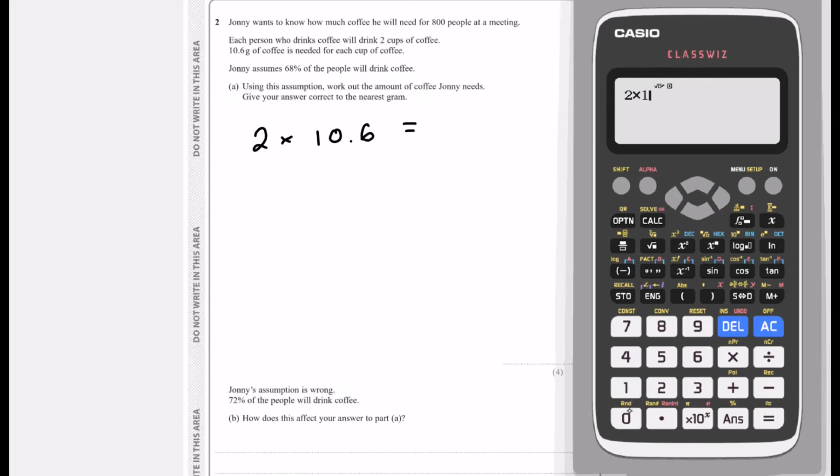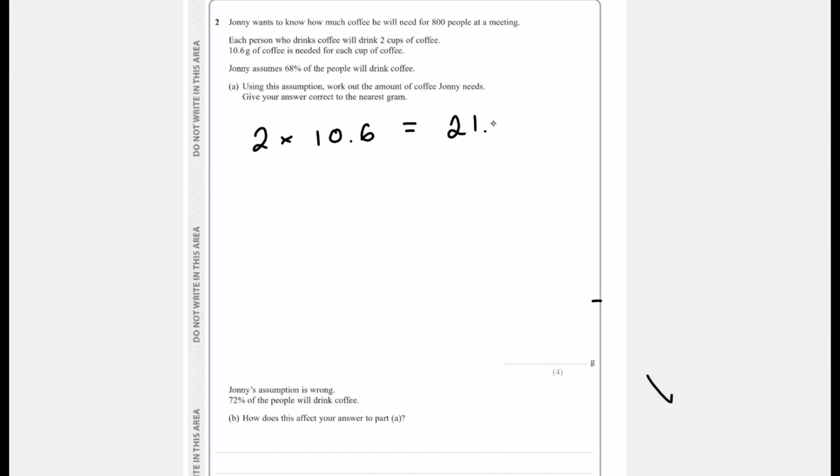We can use the calculator. That gets us to 21.2. So 21.2 grams per person. And Johnny assumes 68% of the people will drink coffee. So we need to work out 68% of 800. So 68% as a decimal, of means times, 800.